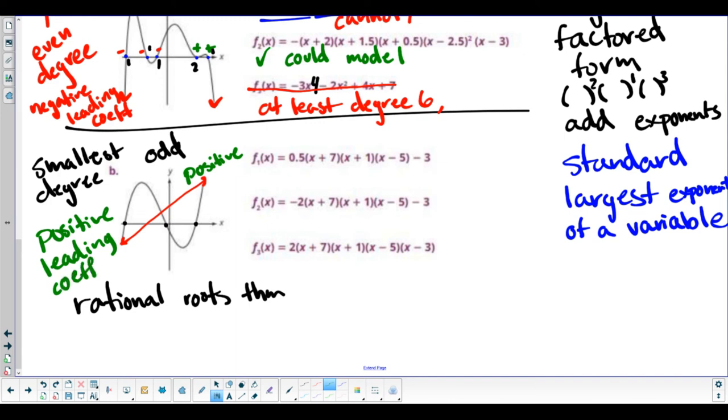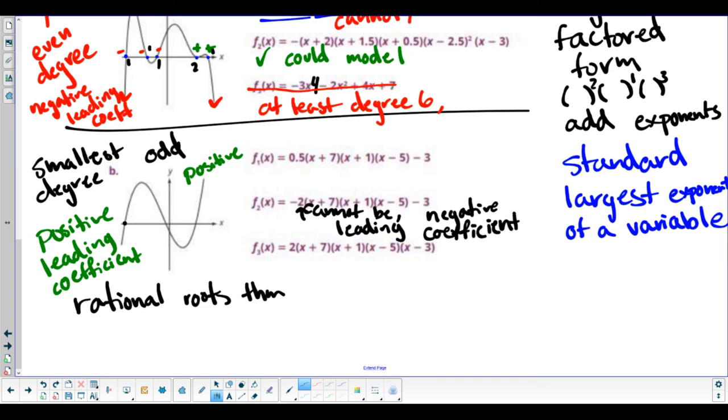I lost my cursor somehow, and I don't know where I'm writing, okay? So let's think about which ones, if any of these don't have a positive leading coefficient, then it has to be canceled out, right? And if I look at this middle one right away, F2 of x, this one does not have a positive leading coefficient, it has a negative. So this one cannot be, because it has a negative leading coefficient.